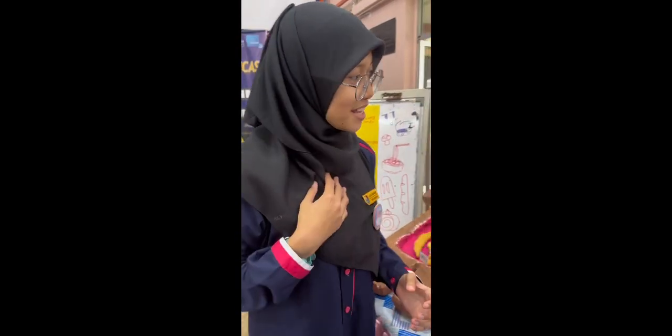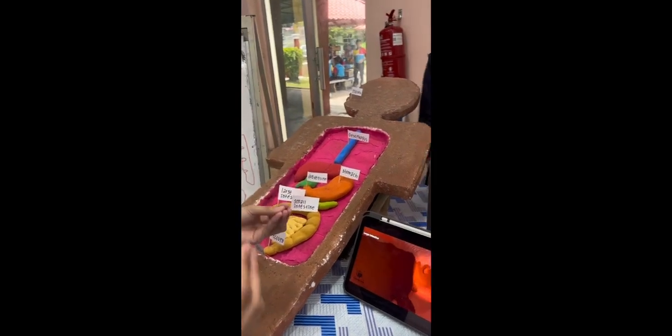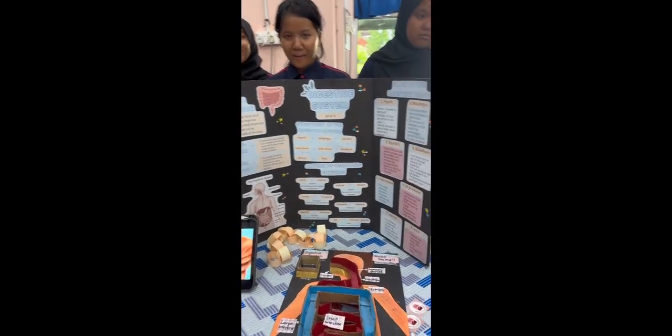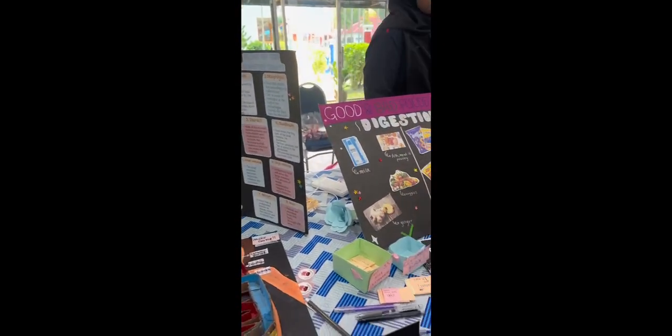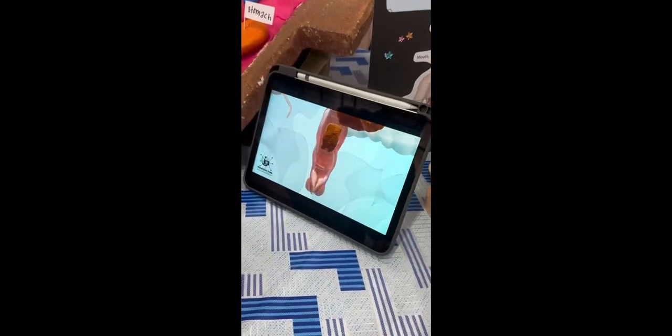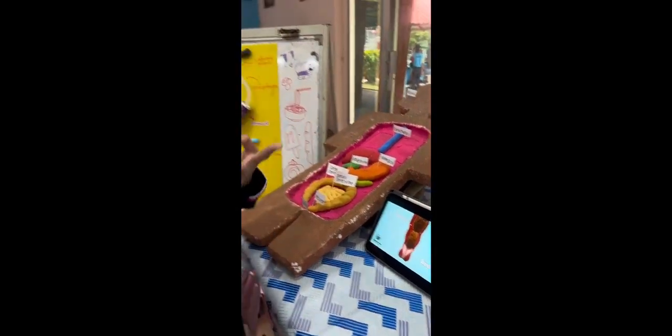Assalamualaikum, welcome to our book. Today I will be presenting about the digestive system. So as we all know, everyone has digestion, even animals have digestion. Okay, so food digestion is the process of breaking down food that is complex and large into molecules that are small and simple so that our body cells can absorb the nutrients from the food. Okay, so there are two types of digestion, physical digestion and chemical digestion.